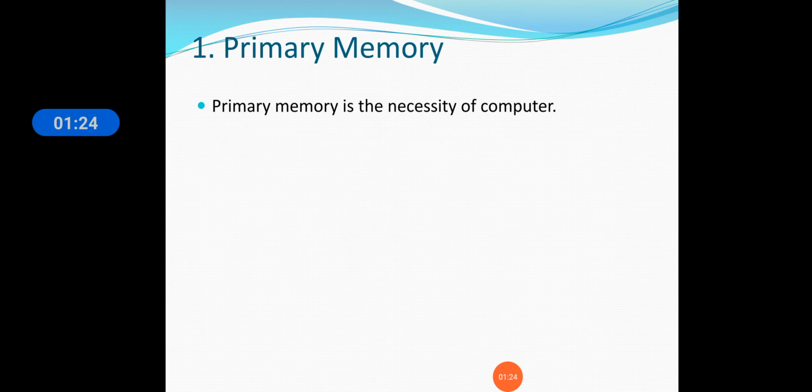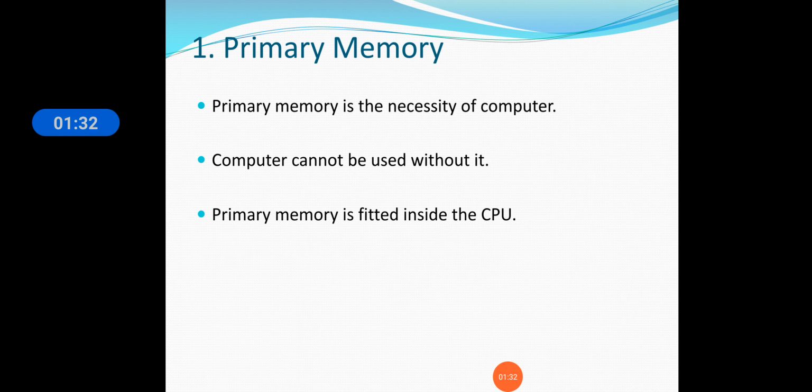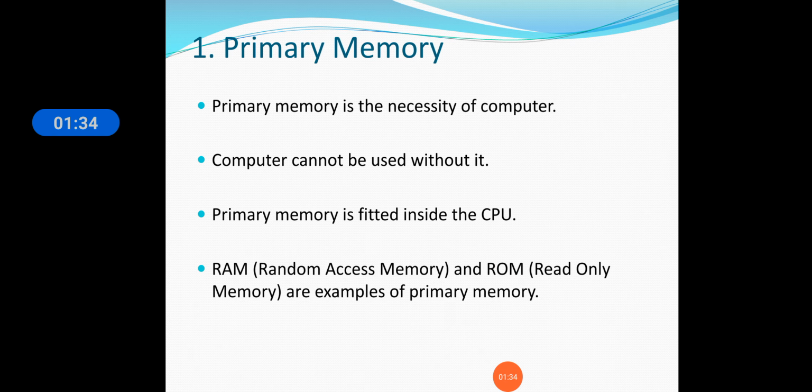Primary memory is a necessity of computer. Computer cannot be used without it. Primary memory is fitted inside the CPU. RAM, random access memory, and ROM, read-only memory, are examples of primary memory. So primary memory is a necessity of computer, a computer cannot be used without it, and it is inside the CPU. So examples of primary memory are RAM and ROM, random access memory and read-only memory.